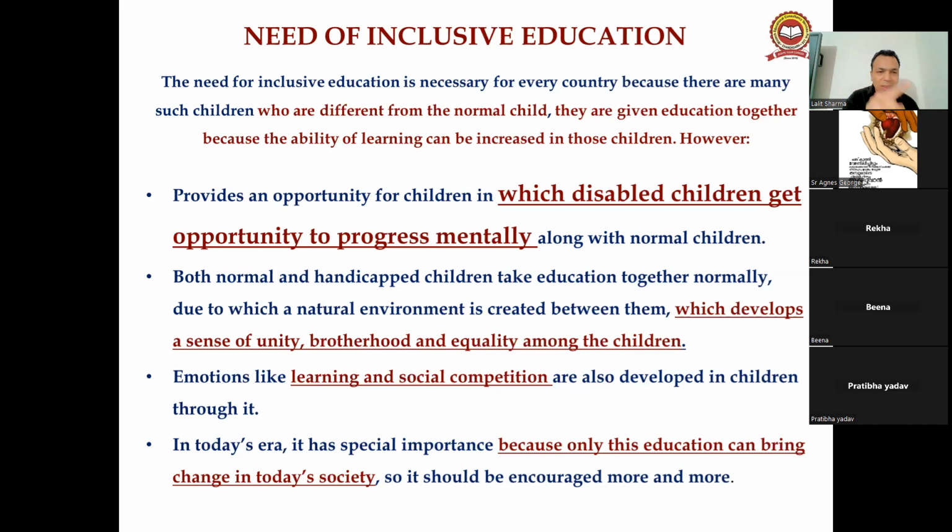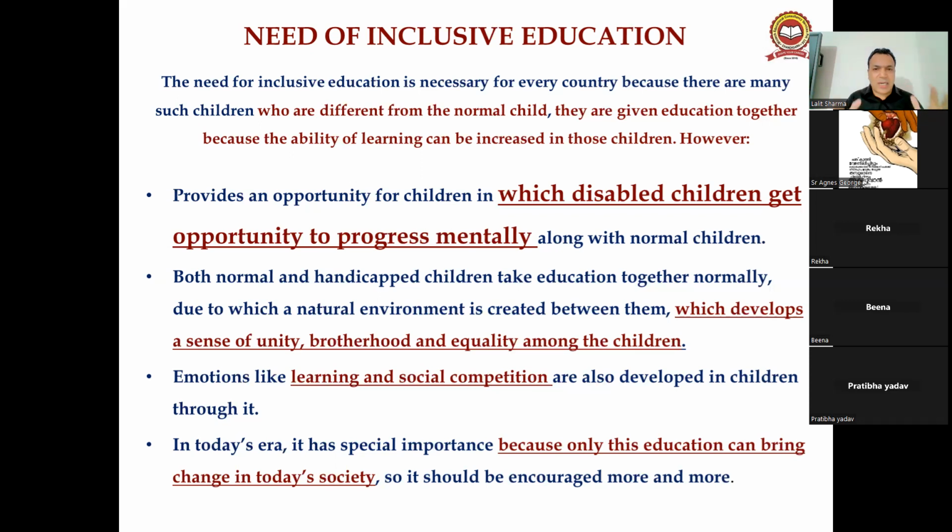It talks about the need for inclusive education. It is necessary for every country because there are many children who are different from the normal child. They are given education together because the ability of learning can be increased in those children. The important line. If we start giving education to disabled persons with normal persons, then what would happen? The ability of learning can be increased.